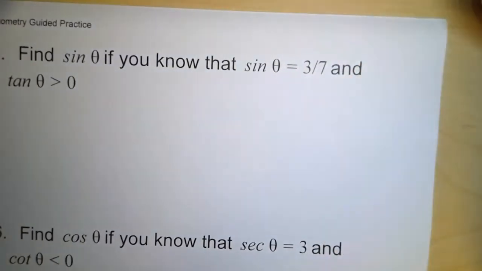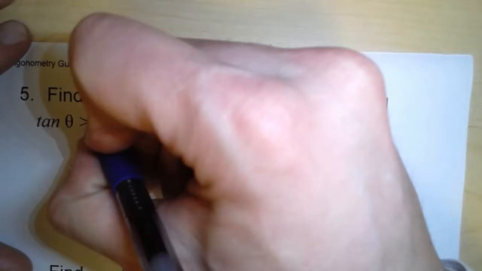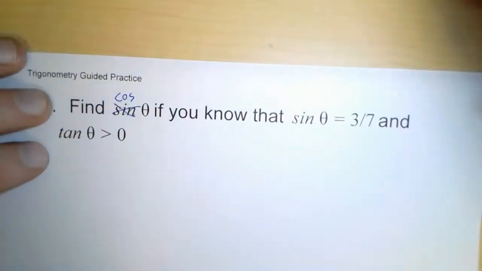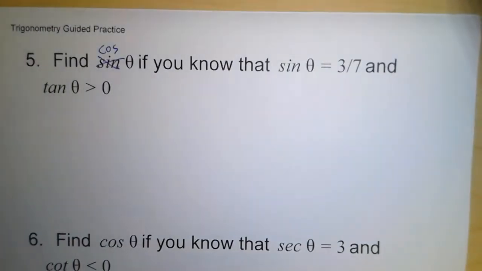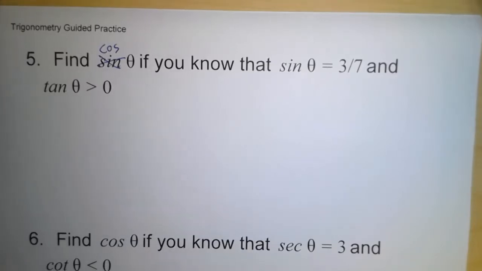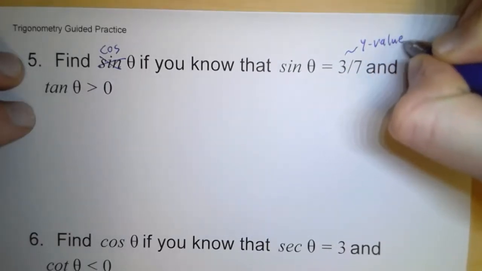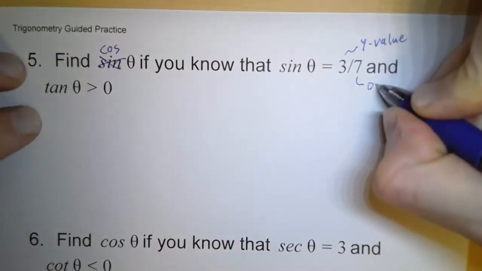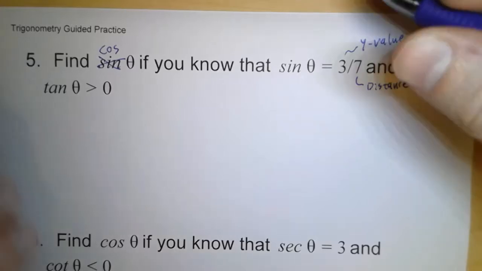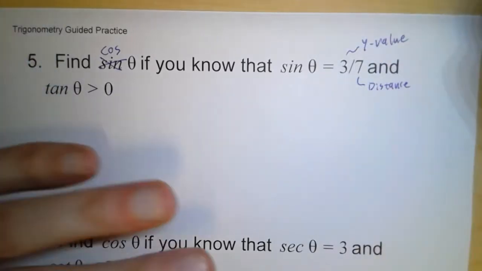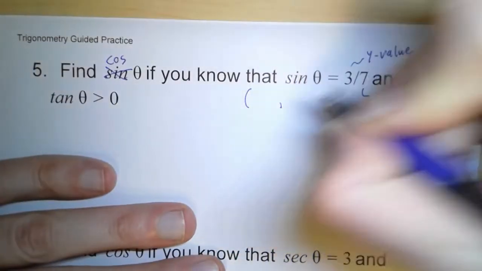Now for number 5, we want to have, actually, that's not what it says on your worksheet. It actually says cosine. My apologies. And so it says find cosine if you know that sine of theta equals 3/7 and tangent of theta equals 0. Now the fact that sine of theta equals 3/7 tells us a lot of information. It tells us that this is the y value and that this is the distance from 0. So let's think about this. So we know that our point, that our coordinate, is going to be something, comma, 3.